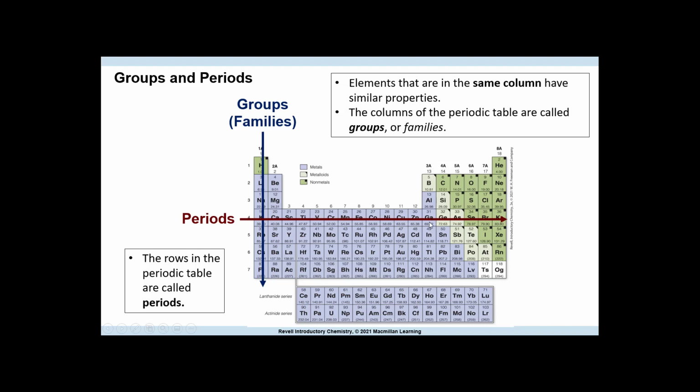If I said period 2, group 8, so period 2, group 8 is neon. So these are like streets, if that makes it easier to understand. This is how we pinpoint something that we're looking for on the periodic table.